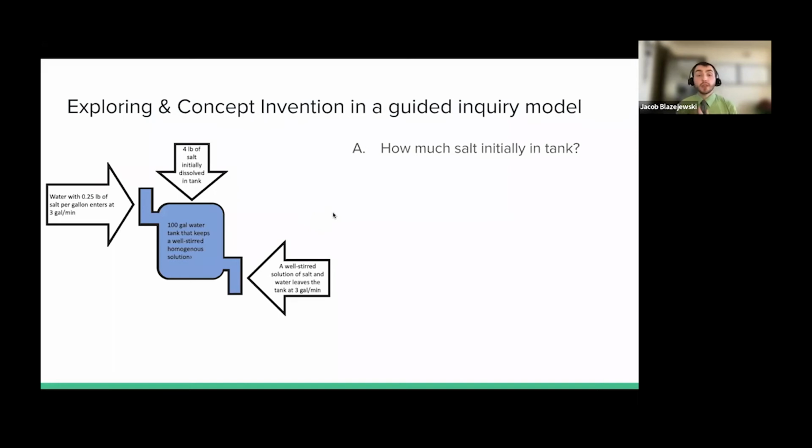For exploring, what I have them do is make sure to notice, okay, how much salt is initially in the tank? What is the initial concentration of salt? And these questions I've truncated from what my handout actually is.